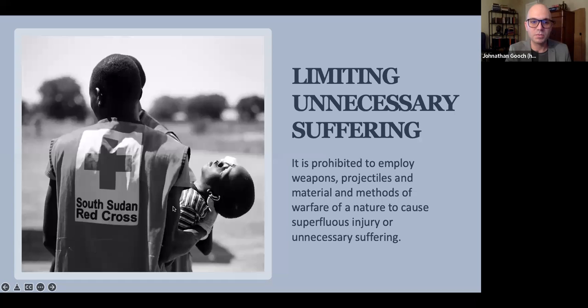So the last principle of international humanitarian law is limiting unnecessary suffering. So this principle is actually not directly relevant to the protection of cultural property, but I wanted to include it while we're going through these core principles. The basic idea is pretty straightforward. There's no need to do anything to harm people beyond what is absolutely necessary, right? We don't want to cause unnecessary suffering, and we don't want to allow that. And that's the core of what that principle stands for.